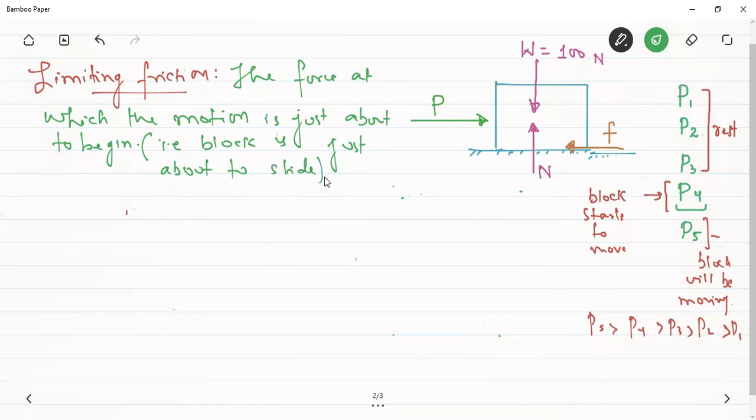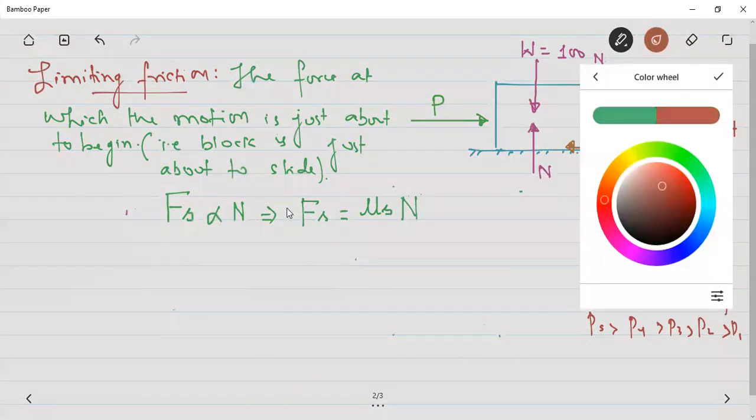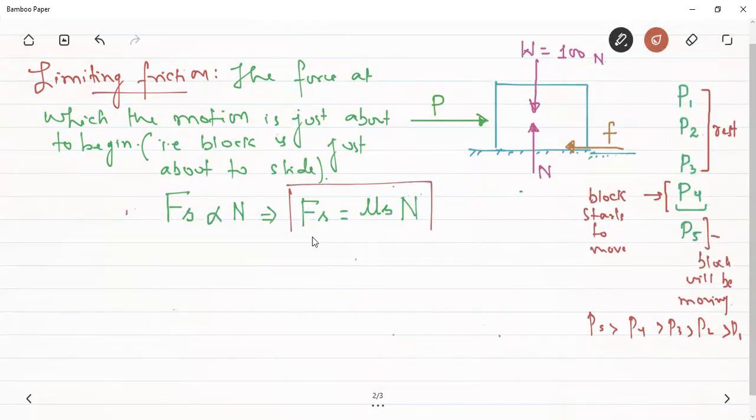So this is the value of the limiting friction. It is found that the limiting value of the static friction is proportional to the normal reaction, and its magnitude is equal to mu s times the normal reaction, introducing the constant of proportionality mu s, which is the coefficient of static friction. So this is actually the limiting value of the friction.